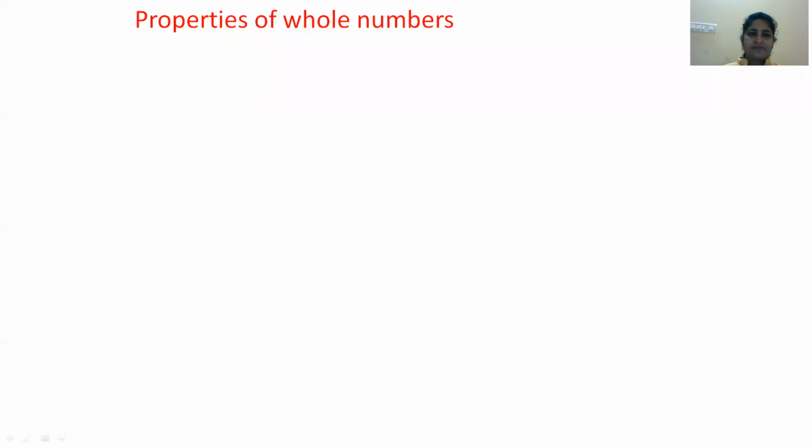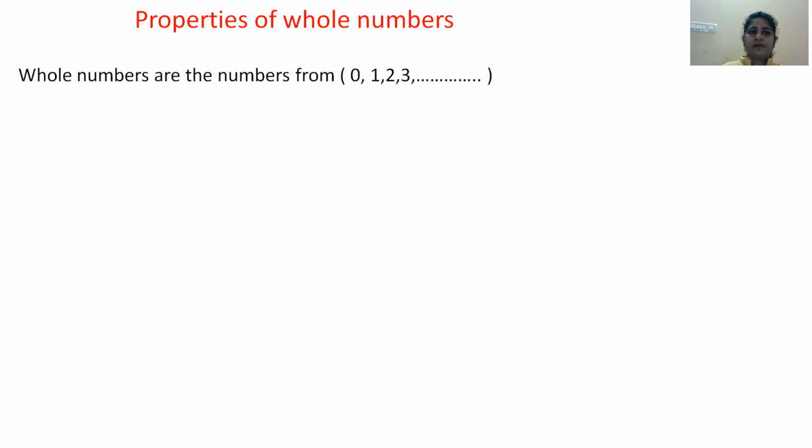Hi all. Today we shall learn about the properties of whole numbers. Before knowing the properties of whole numbers, we shall see what whole numbers are. Whole numbers are the numbers which start from 0. That is 0, 1, 2, 3, 4, and so on to infinity.